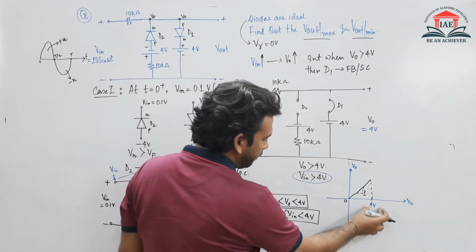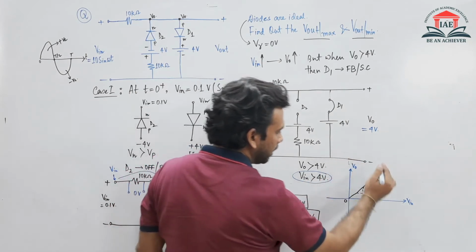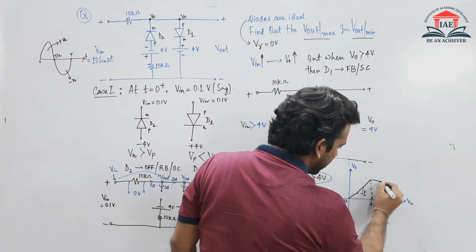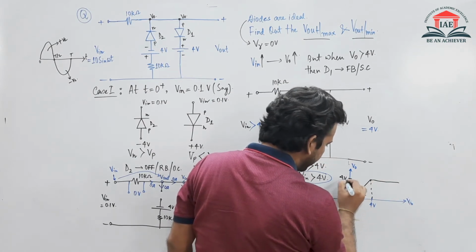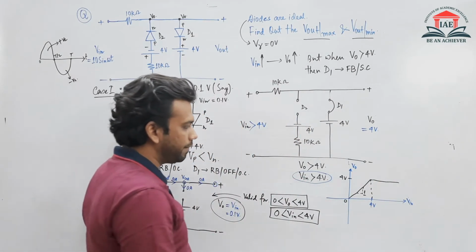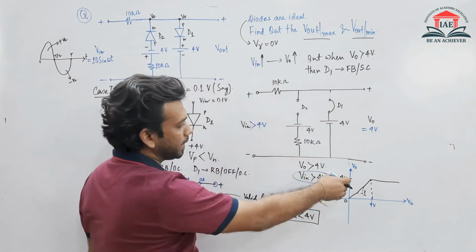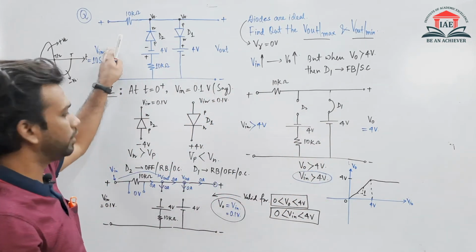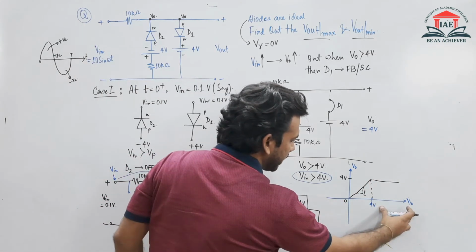Now beyond the 4 volt, beyond the 4 volt input, what is the output? 4 volt. So it will become constant like this. So this value is the 4 volt. So this is the transfer characteristics of this circuit. This will be the transfer characteristics of this circuit when my input voltage is in the positive half cycle. So this is the positive half cycle.